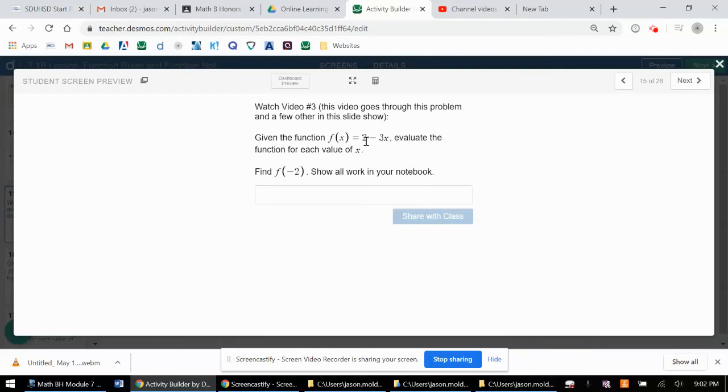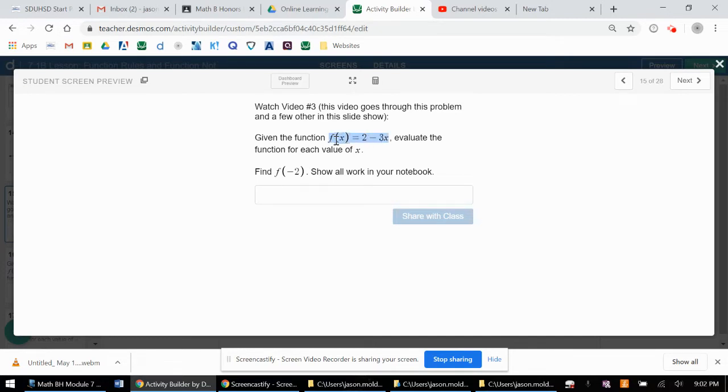This is the third video for the 7.1b lesson. We've been doing a lot of explanation in understanding what a function is, and now we're going to get into doing some number crunching and using the notation. It says, given the function, so it's going to start to give us a function. This one's giving us f of x equals 2 minus 3x.